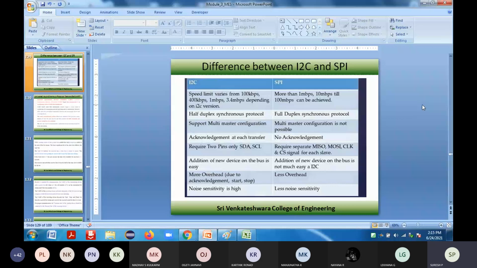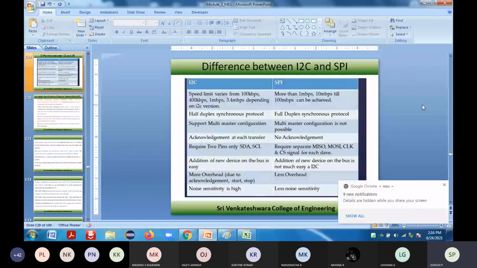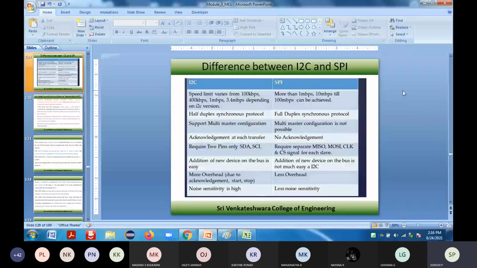In I2C the noise sensitivity is higher, whereas in SPI less noise sensitivity will be there. Okay, so this was about onboard communication. The other one, which is also important, is the universal asynchronous receiver transmitter, UART. We will cover that in future classes.